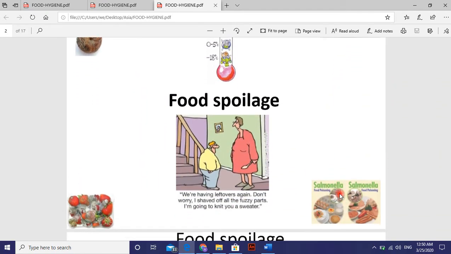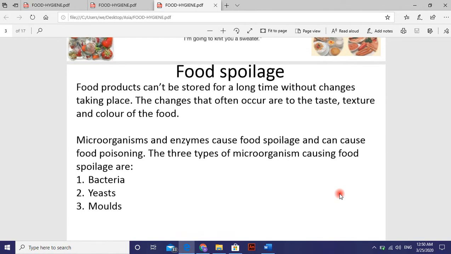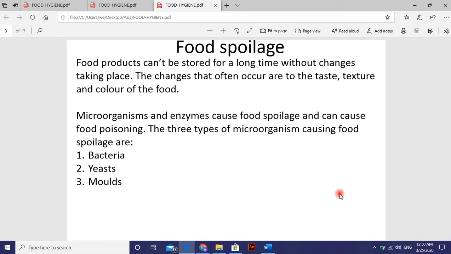Okay, we have a problem with our food if it's kept unprotected. Food cannot be stored for a long time. Why? Because there are changes that take place. These changes may affect the texture, the taste, the color of the food. It doesn't taste good, it smells very bad.